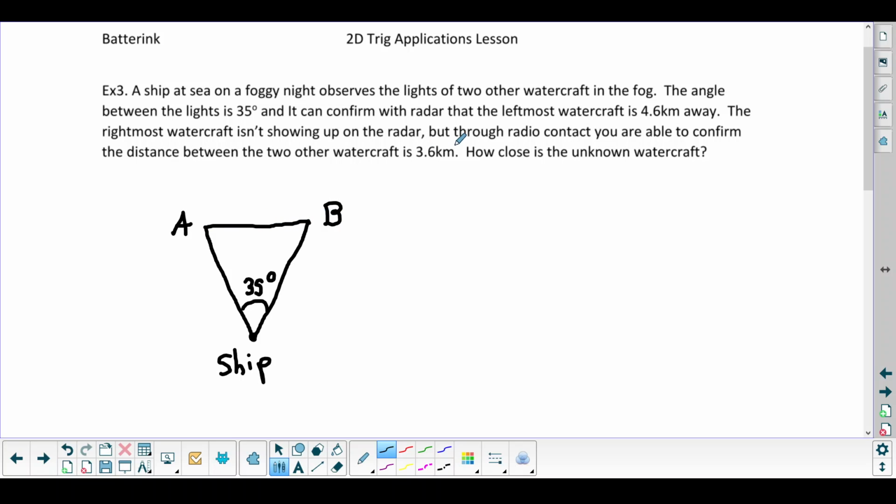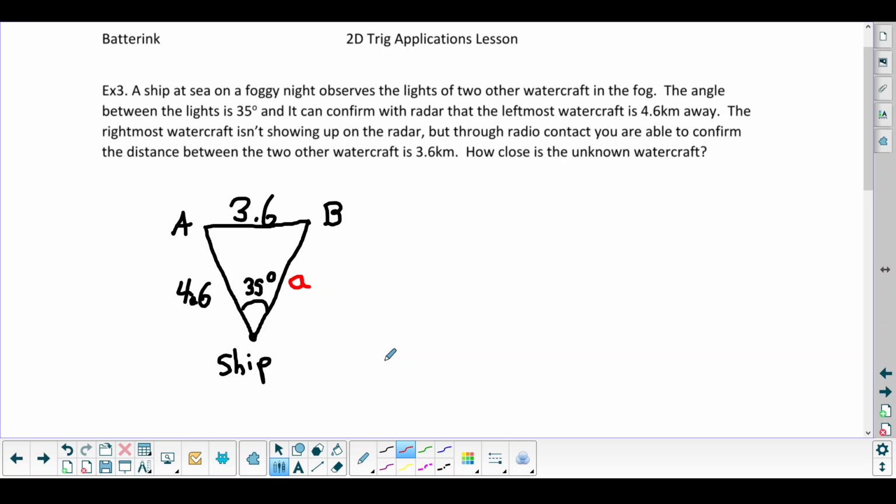All right. Now it says the leftmost one is 4.6 kilometers, so that'd be the leftmost here, so 4.6 kilometers. And it says the other one's not showing up, but the radio contact is able to confirm the distance between the two other ones, so this distance is 3.6. How close is this unknown one? So we want to find A. The big question is, what is this side length here, which would be A, the opposite of angle A? Side length A to our triangle.